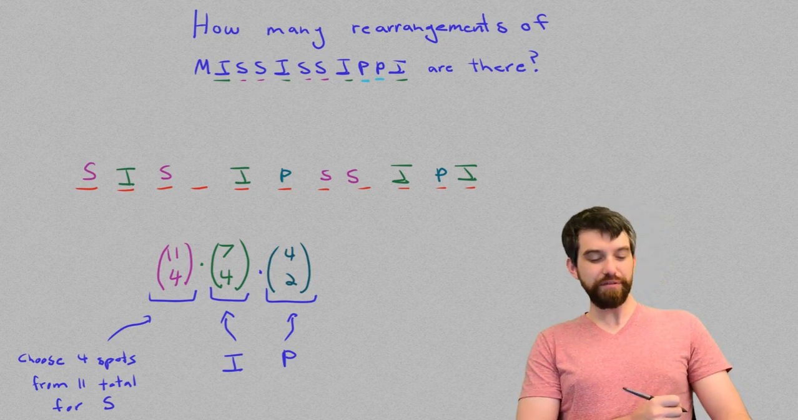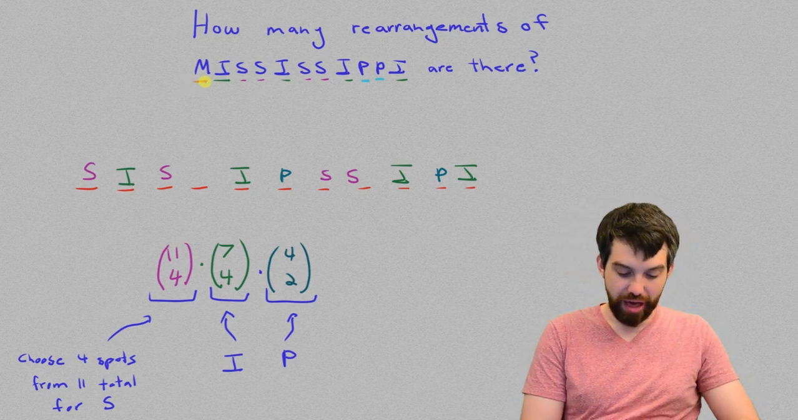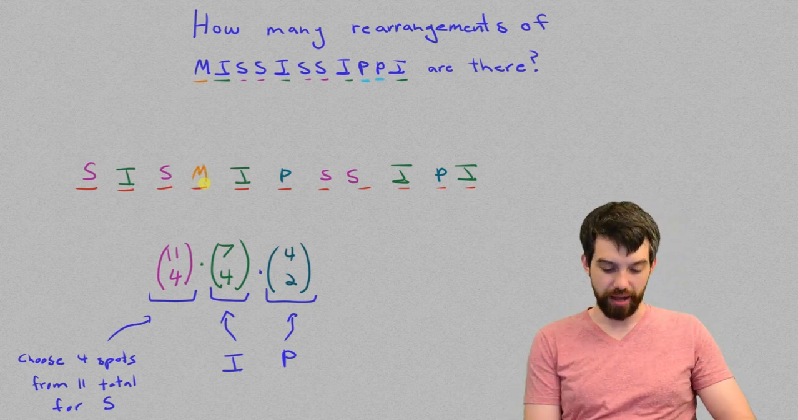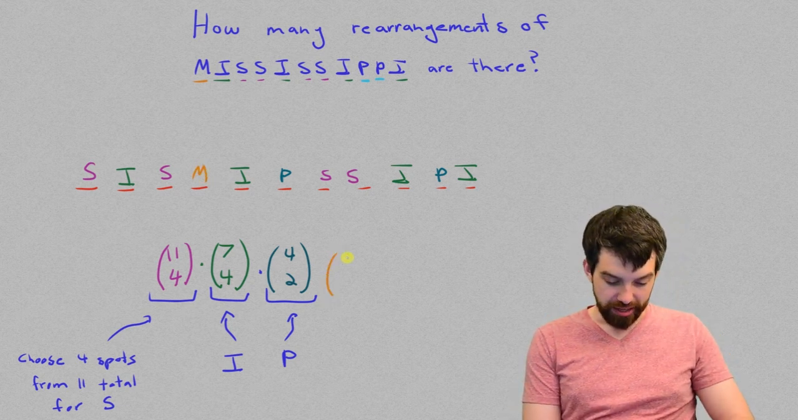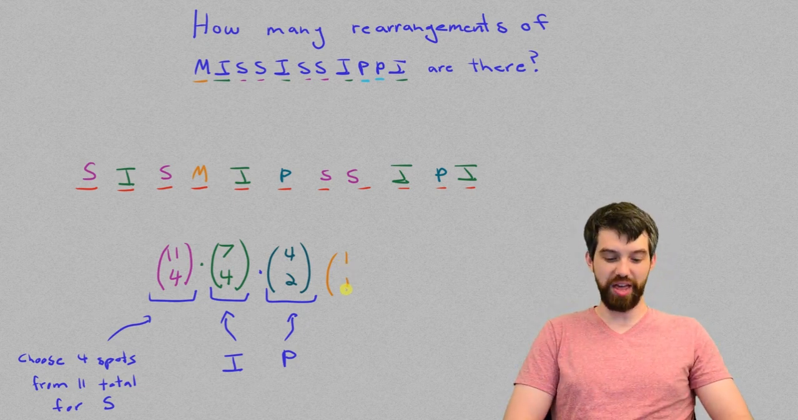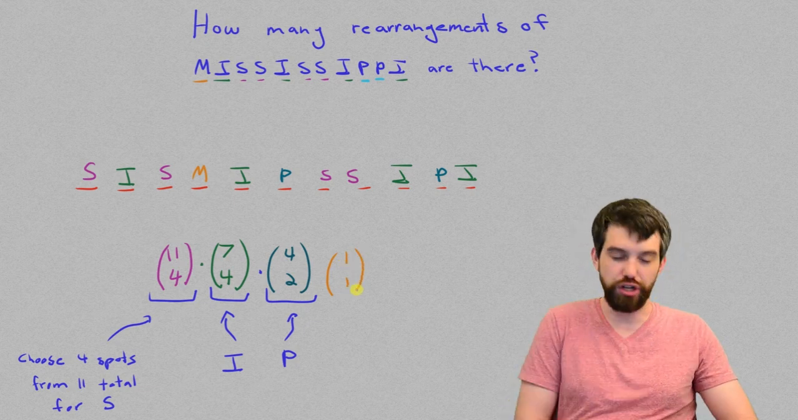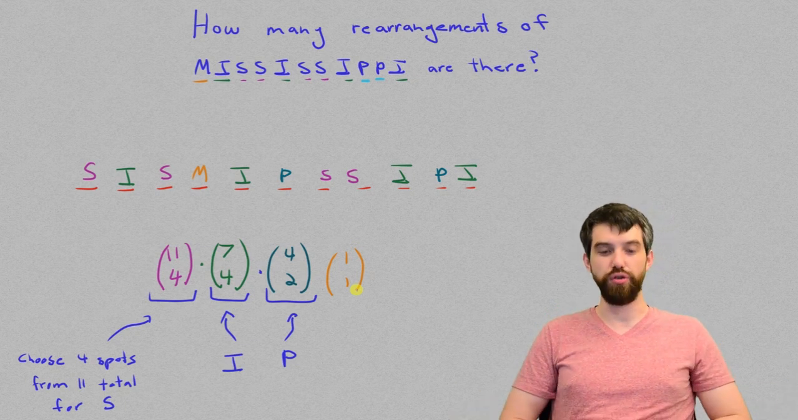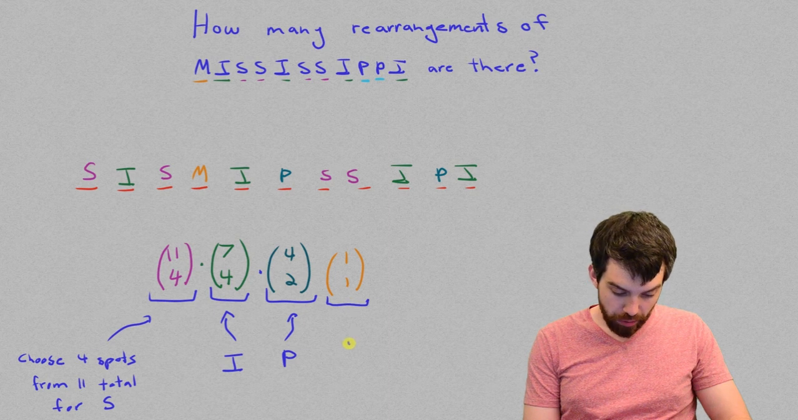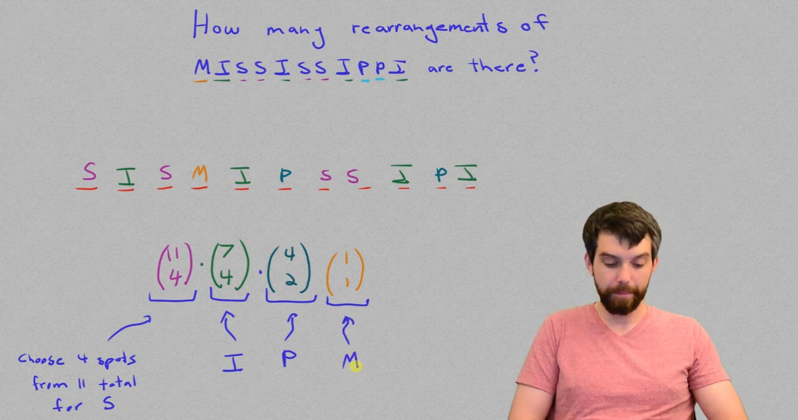But what's left is just a single M. I haven't put that there, and it has to come right down here. There's only 1 remaining spot for it. Or if you want to think about it, there is 1 possible spot, and there is 1 possible thing I want to fill it with. So it's 1 choose 1, which, by the way, you could do the arithmetic, is just equal to 1. And so that final spot was how I put in the M.